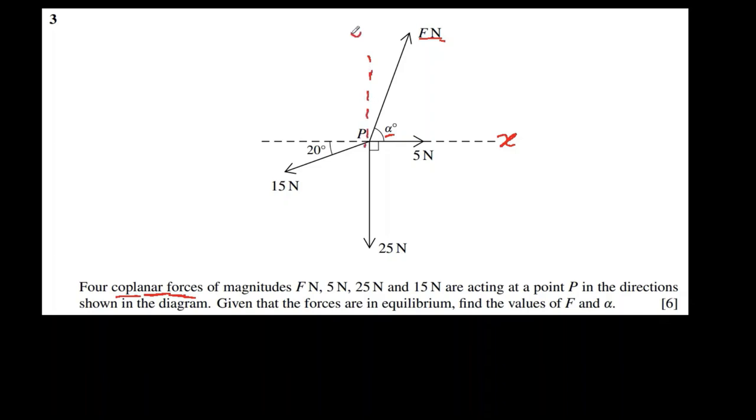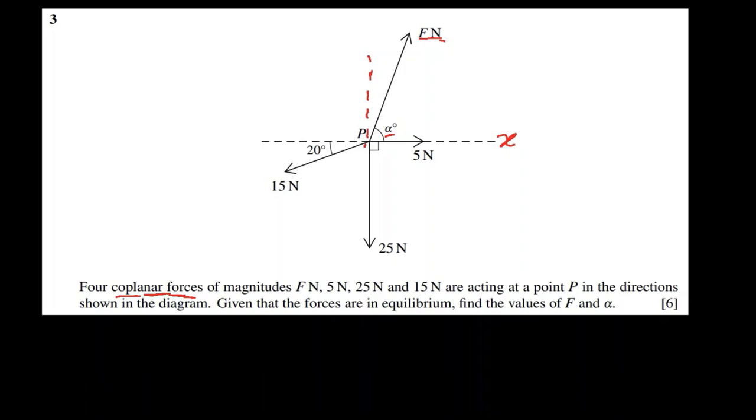So we can see that this force is in x direction. Don't touch it. Keep it 5. Never divide it into any component. This 25 Newton is in negative y direction. Also don't touch it. Only these two forces, 15 newtons and F Newton, are at some angle to these two axes. So we will just change only these two into components.